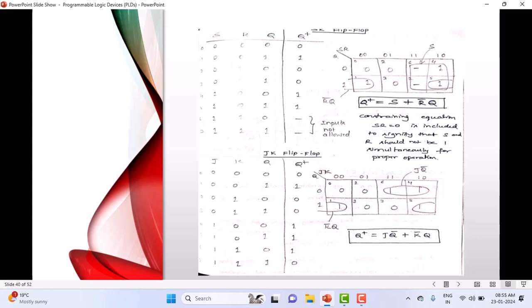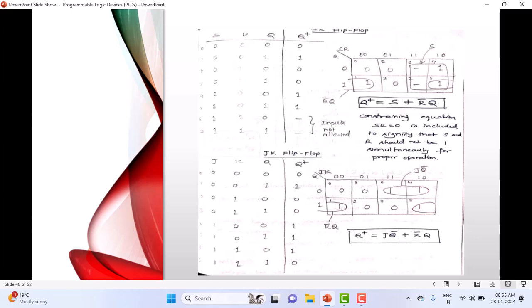J Q bar. You can get J Q bar from this one. Q bar is common, and from this you will get J. And from cell number 1 and cell number 5, you will get K bar Q. You can see here, Q is common, and from the first cell and fifth cell you will get just K bar. So the final equation for this is Q plus, the next state, is J Q bar plus K bar Q. This is the characteristic equation for the JK flip-flop.